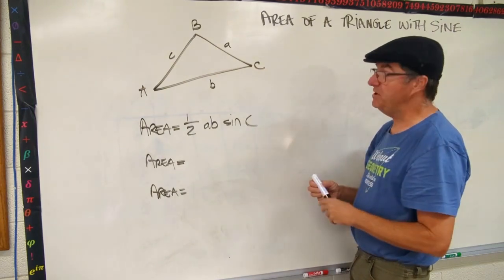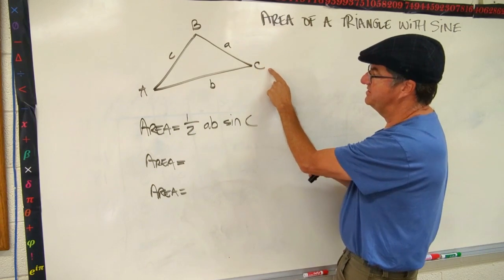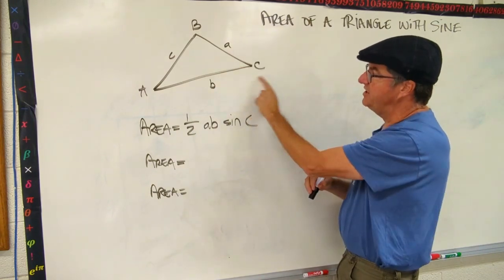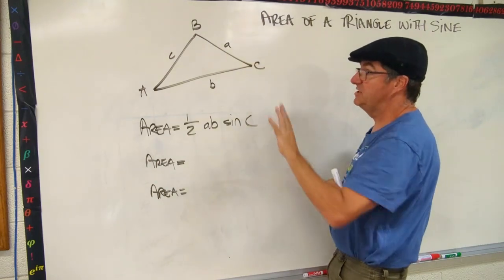Now let's take a look at that picture. It's 1/2 ab sine C. So it's 2 sides and the included angle, sine of the included angle. That gives us the area.